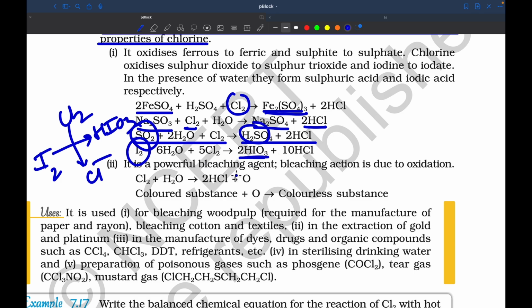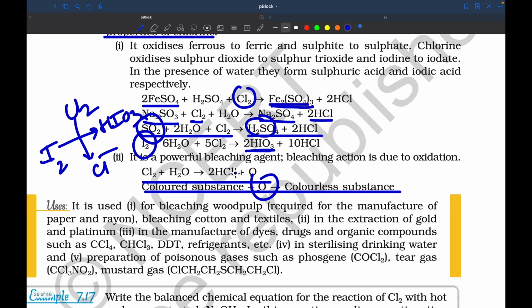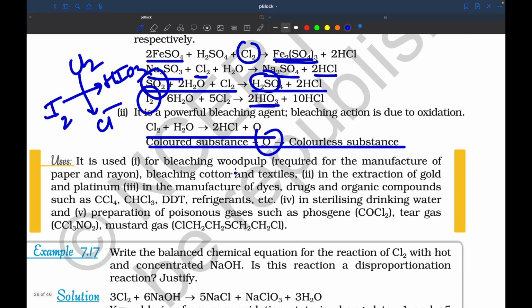So these reactions are very common. It is a powerful bleaching agent. Bleaching of color of this substance is due to this nascent oxygen. We have some uses to study about this one, right? Afif, can you read these uses?